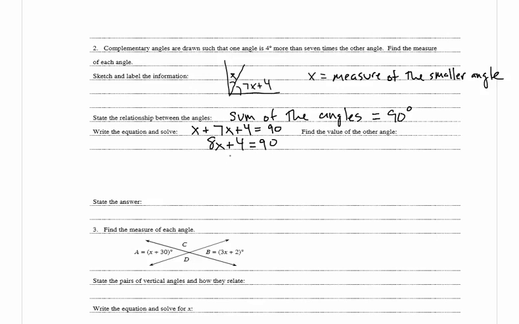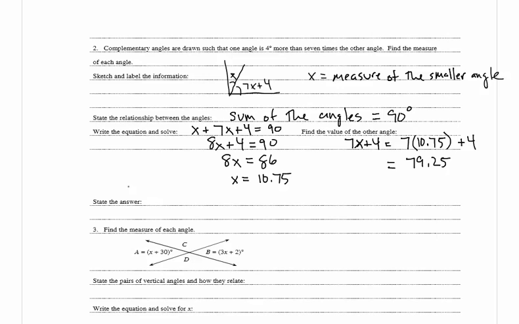And we're going to subtract 4 from both sides. So 8x is equal to 86. And when we divide both sides by 8, we get x is equal to 10.75. And now to find the value of the other angle, we're going to say that it was 7x plus 4, which is equal to 7 times 10.75 plus 4, and that is equal to 79.25. And we also could have found the value of the other angle by doing 90 minus 10.75.